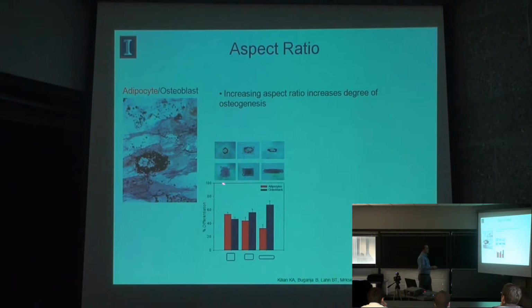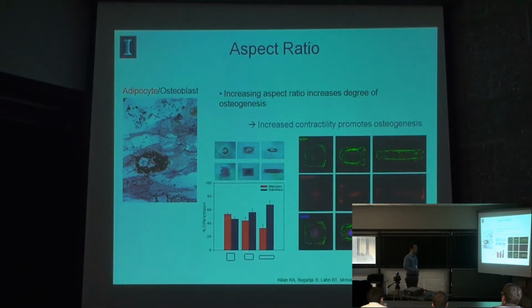And so when we did this with rectangles of the same area, but with increasing aspect ratio from 1-to-1, 3-to-2, and 4-to-1, and we counted the cells, we see an interesting trend emerge, where as we increase aspect ratio, we increase the proportion of cells in the culture that are turning into bone cells. We see in the square about equal numbers of fat and bone cells, but as we go to this longer rectangle, we see more bone.